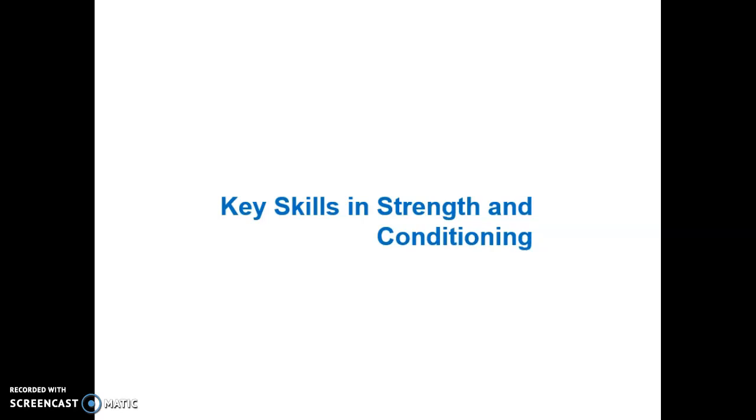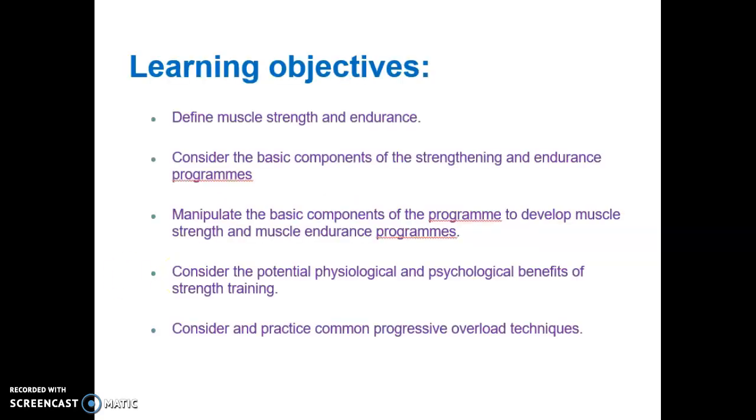So this is just going to be a short screencast to go over the presentations that I've had up over the last sort of week or so. So the main aims are to have a look over what muscle strength and endurance is and what that means, considering the basic components of the strengthening and endurance program, how to manipulate basic components of a program to develop muscle strength and muscle endurance, consider the potential physiological and psychological benefits of strength training, and then consider and practice common progressive overload techniques.